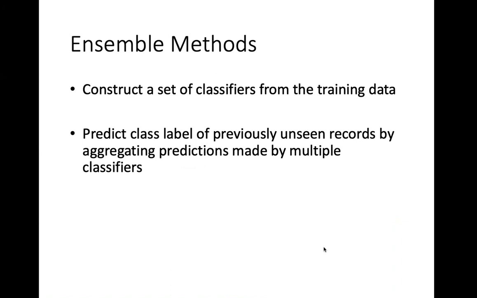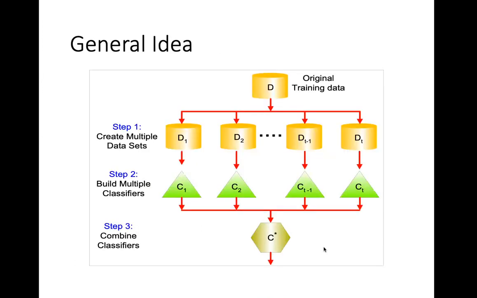So in ensemble methods, what you do is you construct a set of classifiers from the data which is available, and you try to predict the labels of previously unseen samples by aggregating the predictions made by the other classifiers. Whatever is learned about those classifiers is used to the maximum extent. I'll just show you what it means.